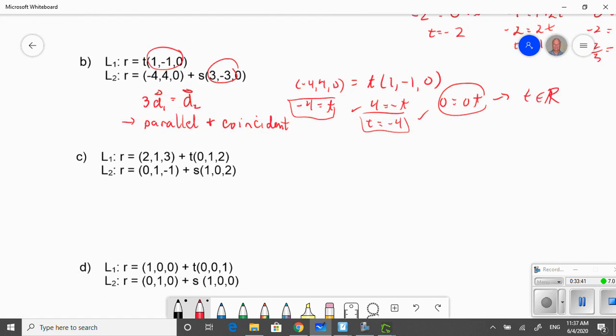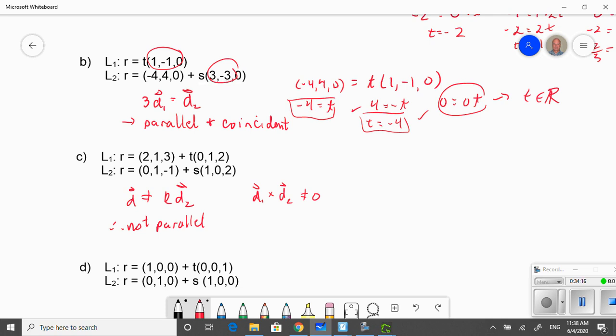Look at my direction vectors here. D1 is not a combination of D2 in any way. So these are not parallel. All right, so then I go and try the cross product thing if they're not parallel. I can clearly show that my two direction vectors do not equal 0. So they're intersecting or they're skew.